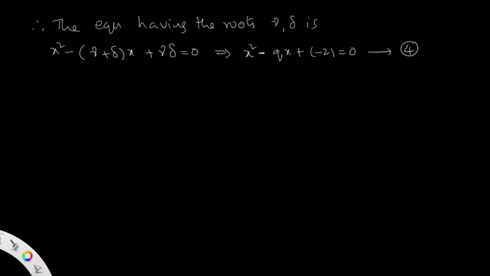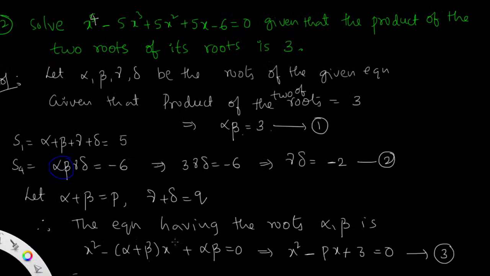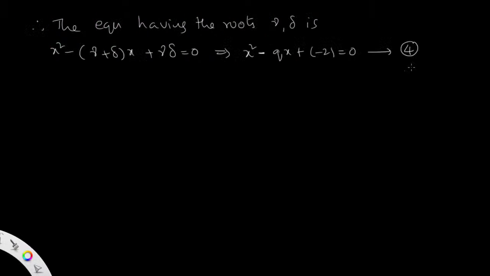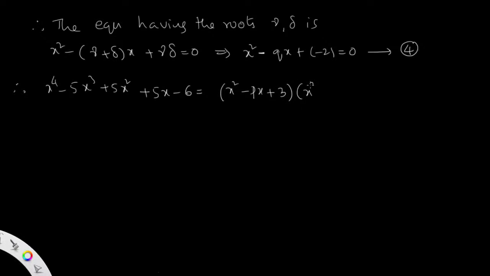Therefore, this equation becomes x to the power of 4 minus 5x cube plus 5x square plus 5x minus 6 equal to (x square minus px plus 3) into (x square minus qx minus 2). Quadratic by quadratic, compare with the given equation.